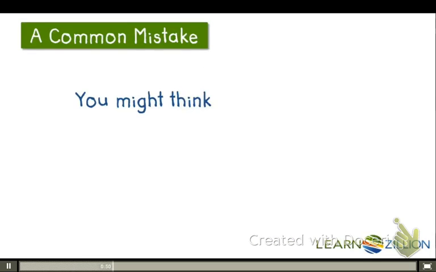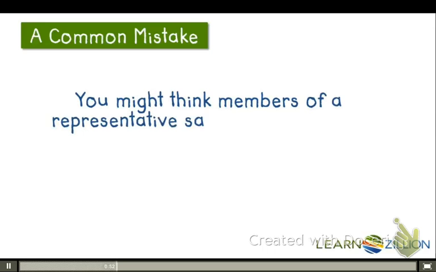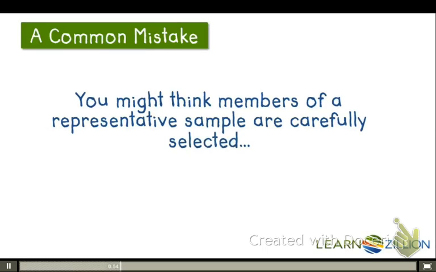Now, be careful. You might think members of a representative sample are carefully selected to represent the population. But you have to remember that we don't know what the whole population looks like. That's why we need a sample in the first place. So the sample can't be hand-picked to be representative. Instead, we have to use a sampling method that is most likely to give us a representative sample.